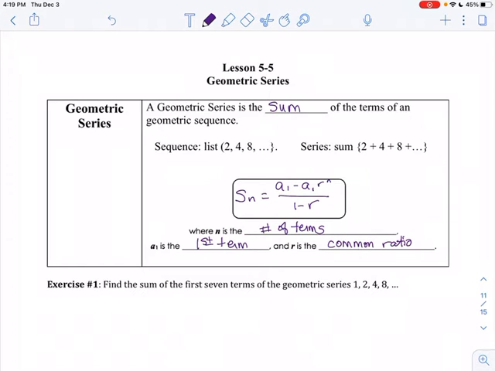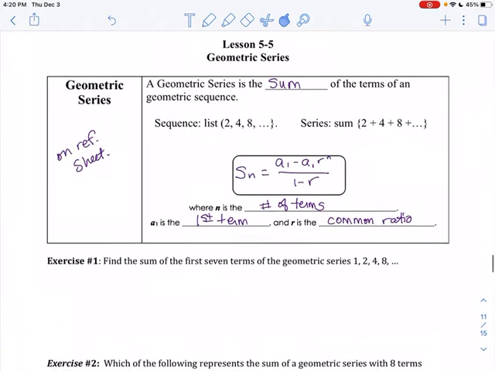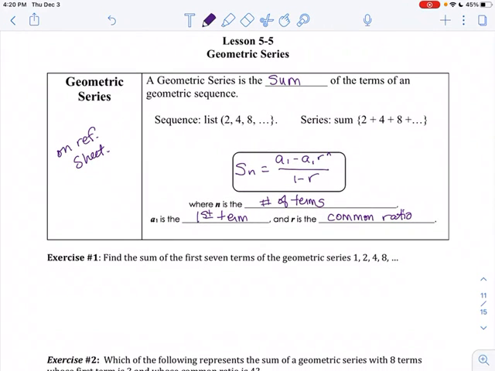Okay, this is on the reference sheet. So for the regions, this is on the reference sheet, it is not a formula that you need to memorize. All right, it's on the reference sheet. Again, you take the first term minus the first term times that common ratio to the nth power over 1 minus r. So let's try it out in our first example, which is pretty basic.